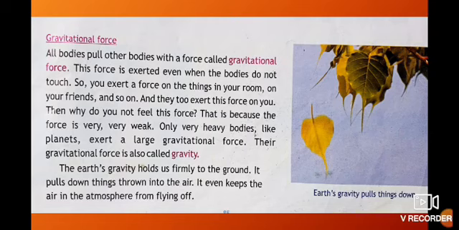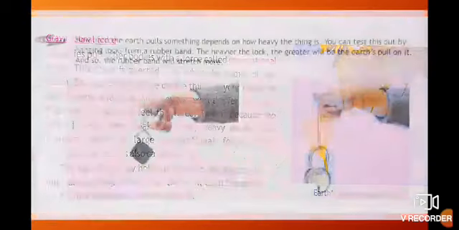It pulls down things thrown into the air. If we throw a ball, it comes down. It even keeps the air in the atmosphere from flying off. You can see Earth's gravity pulls things down here. Leaves are falling down. Okay.